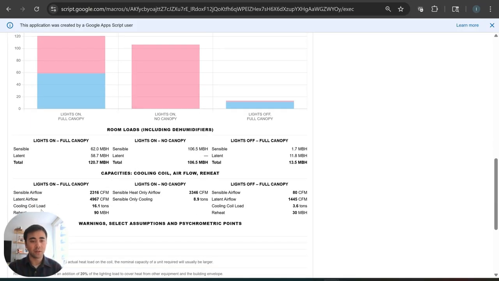The cooling coil load, lights on, went down from 22.6 tons to 16.1 tons. So that's reduced because the latent load is driving the cooling coil capacity to remove that moisture, and the dehumidifiers are reducing the amount of moisture that needs to be removed. Lights on and lights off, though, still both require reheat.